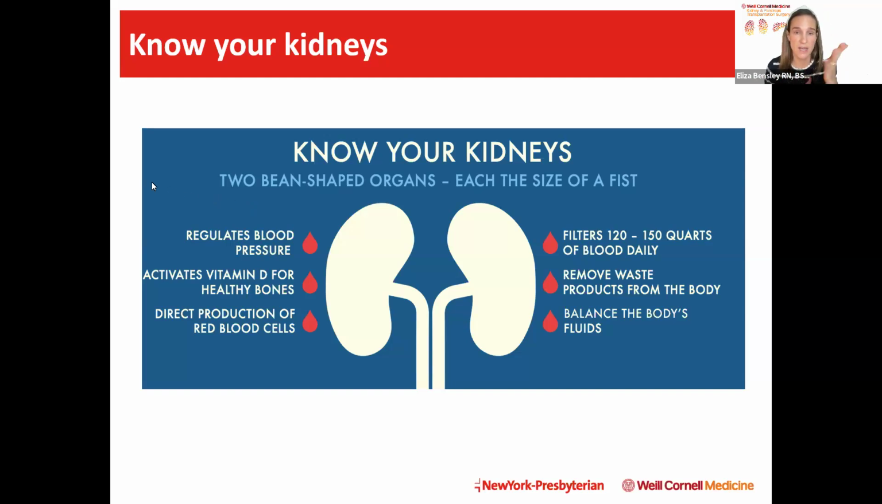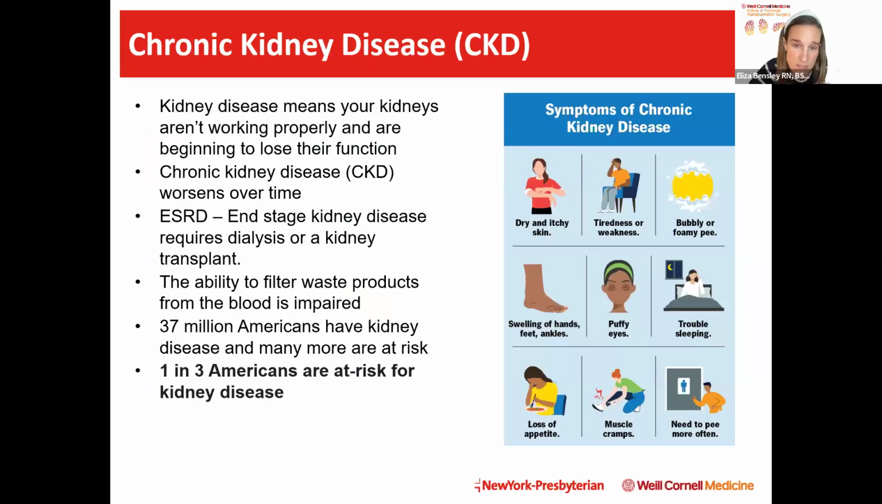And on the next slide, just going to cover the basics of kidney disease, CKD. It means that your kidneys aren't working properly and they begin to lose their function. Chronic kidney disease worsens over time, and end-stage renal disease, ESRD, requires dialysis or a transplant. Once you've reached that point, your kidneys are no longer functioning and you do need dialysis to sustain life. And you are also eligible to receive a kidney transplant. You're eligible prior to dialysis, but we will talk about something called preemptive transplant in the next couple slides.